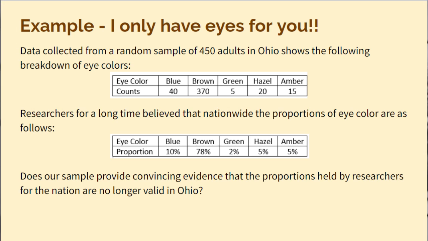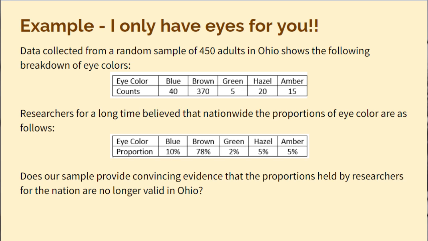All right, in this example, data was collected from a random sample of 450 adults in Ohio, and it shows the following breakdown of eye color. So we have a sample of 450 people, and we identified the counts for blue, brown, green, hazel, and amber eye color. Now, researchers for a long time believed that nationwide the proportion of eye color are as follows. So this is the historical or theoretical data distribution that we would expect. 10% blue, 78% brown, 2% green, 5% hazel, 5% amber.